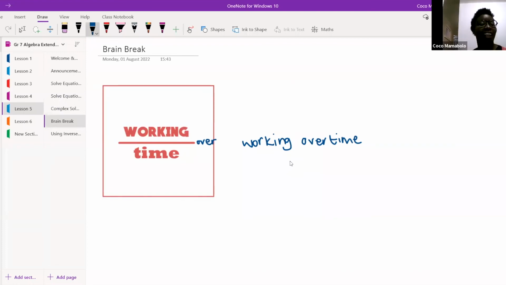A brain break is when we take a break from all the maths. We play a fun little game and we take a break for like 1 minute or 2 minutes so you guys can do something else that isn't quite so taxing and we have a little bit of fun. And in this case today, we're doing rebus puzzles.